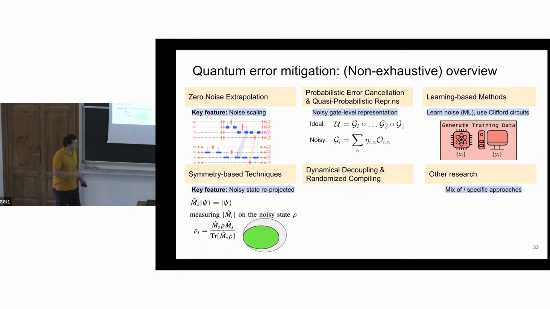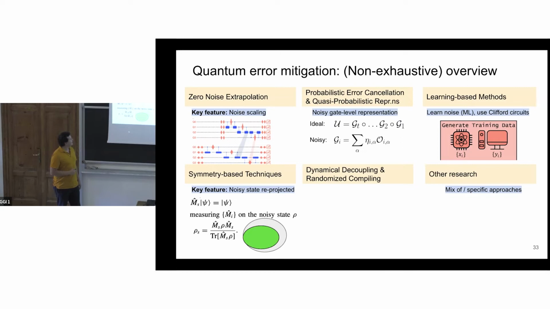Okay, so there are two other techniques, broadly speaking, that I'd like to briefly touch upon. The first one is symmetry-based techniques. They go by many names, because everyone in this field right now is coming up with new names: symmetry verification, subspace expansion, symmetry expansion, and so on and so forth.